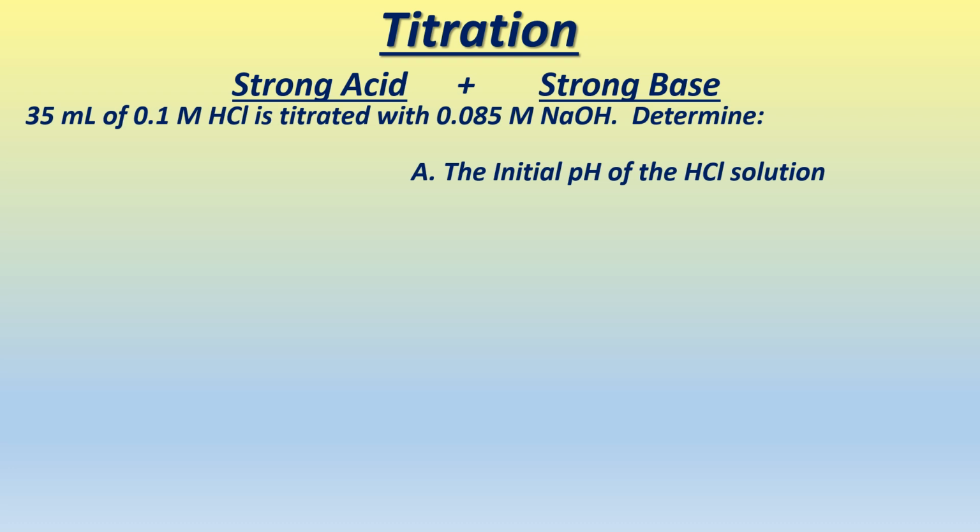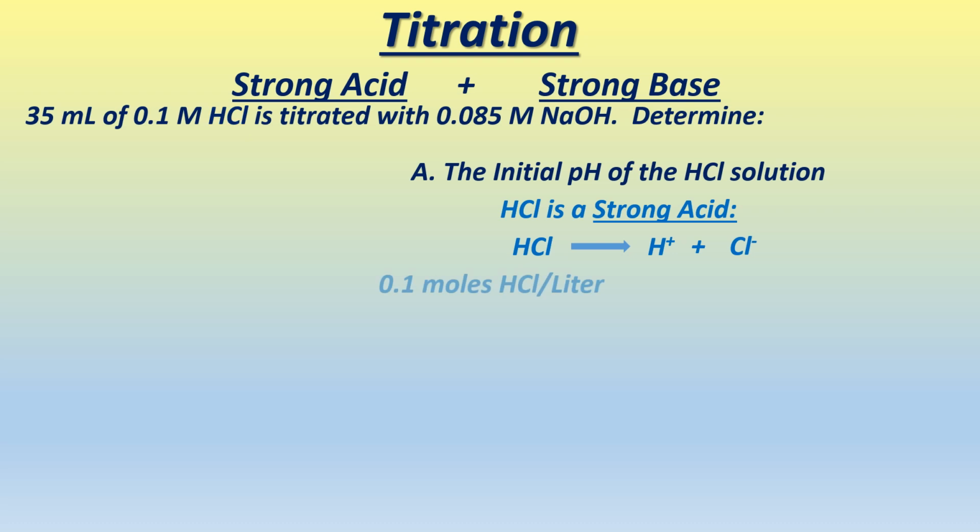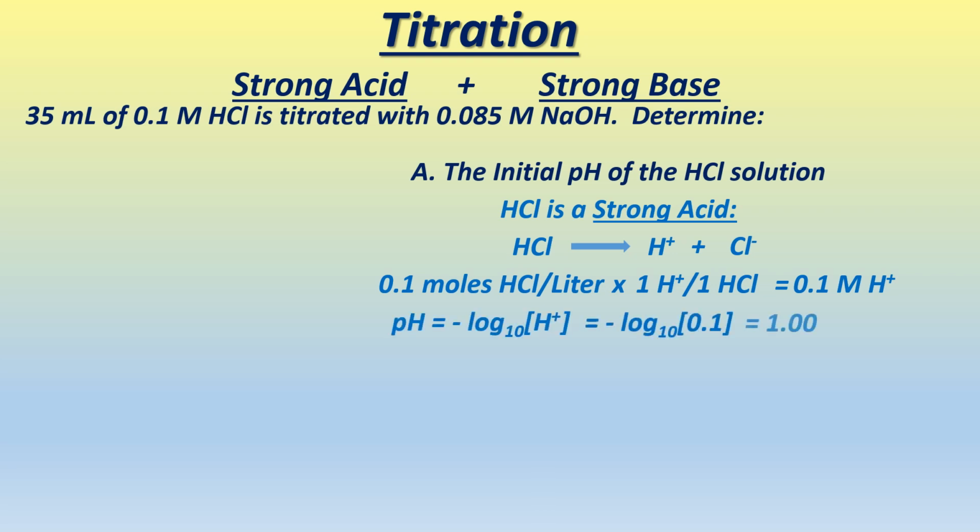HCl is by definition a strong acid, which means it will dissolve in water to give H+ and Cl−. Therefore, if I have 0.1 mole per liter of HCl, and HCl gives 1 H+, I have a 0.1 molar H+ solution, and the definition of the pH is the negative log of H+, or the negative log of 0.1. So I would have a solution initially with a pH of 1.